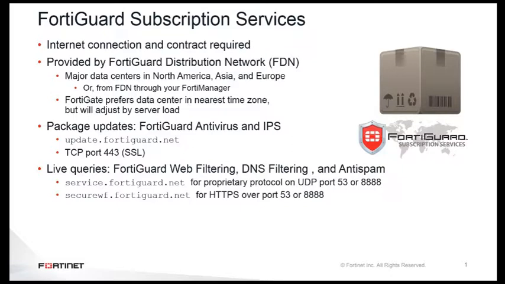FortiGuard subscription services provide FortiGate with up-to-date threat intelligence. FortiGate uses FortiGuard by periodically requesting packages that contain a new engine and signatures, querying the FDN on an individual URL or hostname. By default, FortiGuard server location is set to anywhere. FortiGate will select a server based on server load from any part of the world. However, you have an option to change the FortiGuard server location to USA.